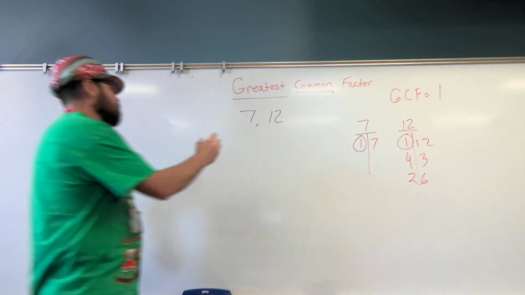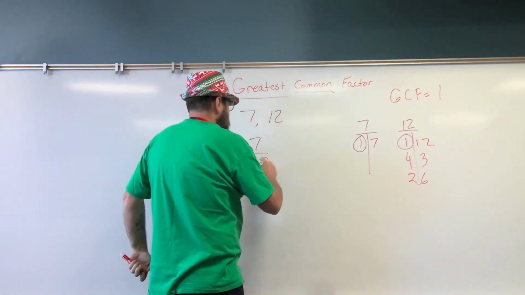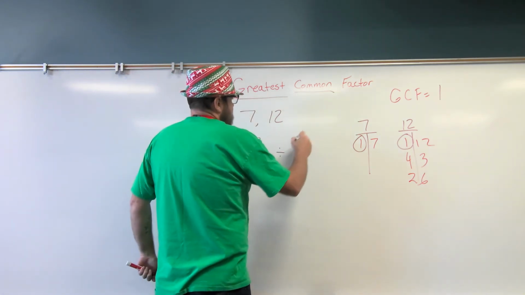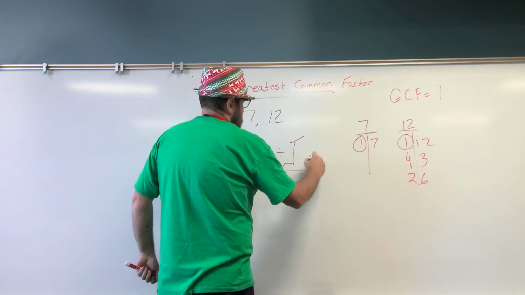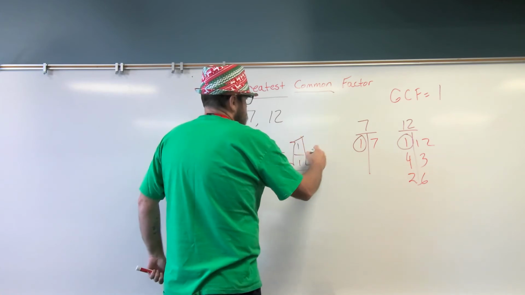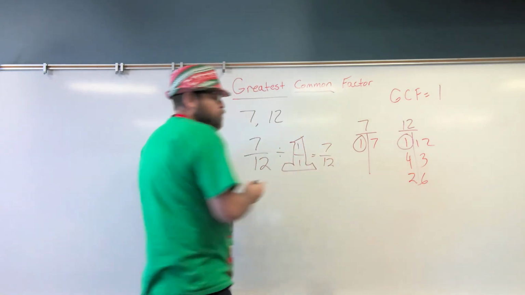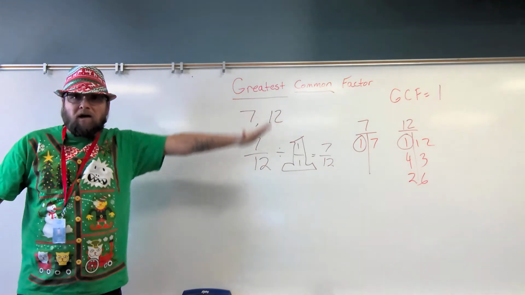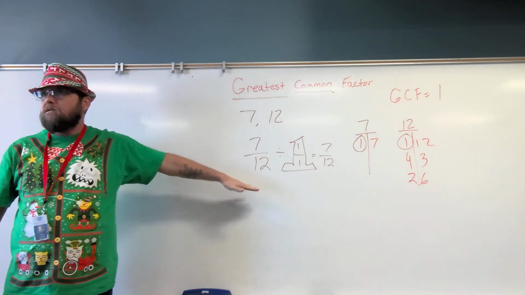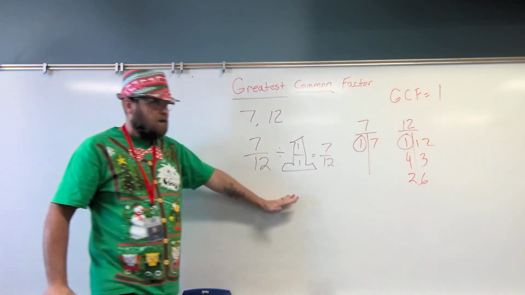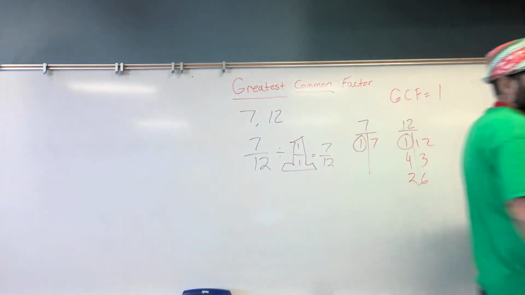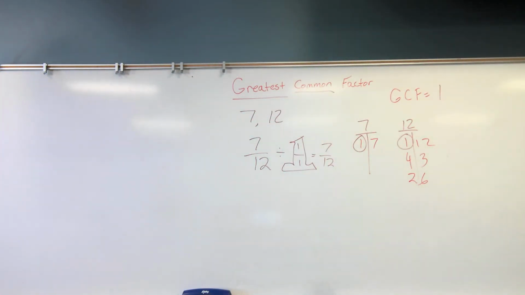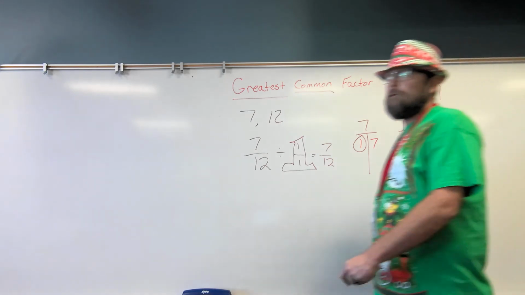If this were a fraction, and it asks you to simplify or reduce or put in lowest terms, if the greatest common factor is 1, it's already in lowest terms. You can't lowest terms it anymore. You can't simplify it anymore. You can't reduce it anymore.